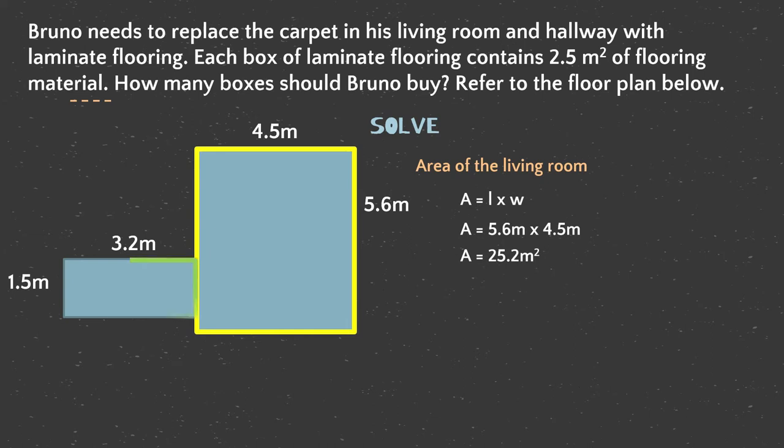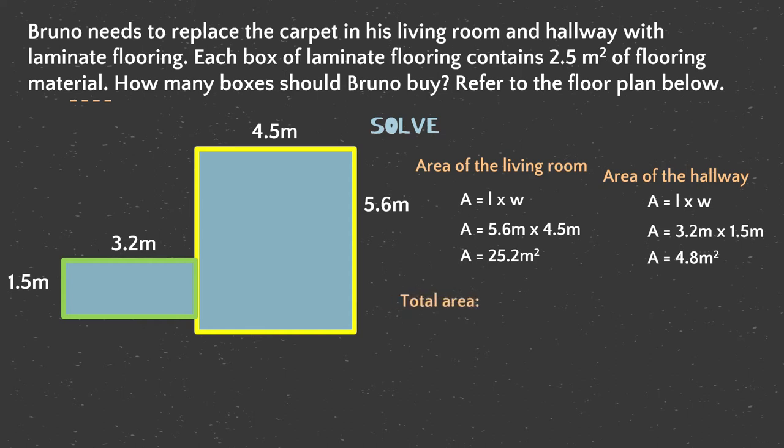And let us find also the area of the hallway. So substitute the given in the formula length times width. So we have 3 2/10 meters times 1 5/10 meters. That would be 4 8/10 square meters. So that is the area of the hallway.